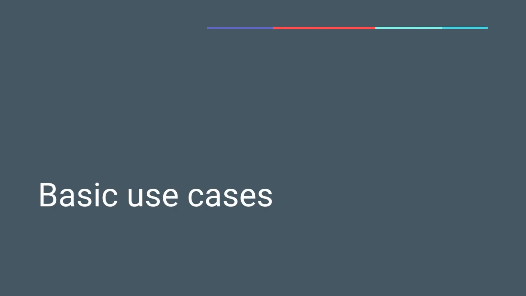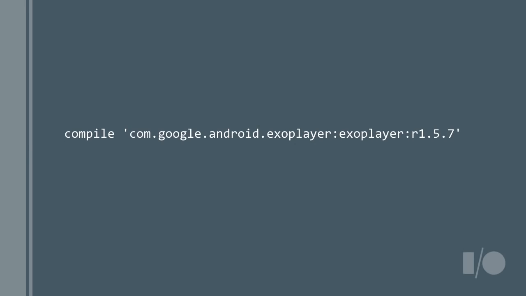So let's have a look at some basic use cases. And for a media player, of course, the basic use case is playing audio and video files. So what do you have to do to play audio or video files with ExoPlayer? The first thing is, of course, including ExoPlayer in your APK. The easiest way to do this is just to add another Gradle dependency to your Gradle files, and then ExoPlayer will be included, and you can use all those classes available.